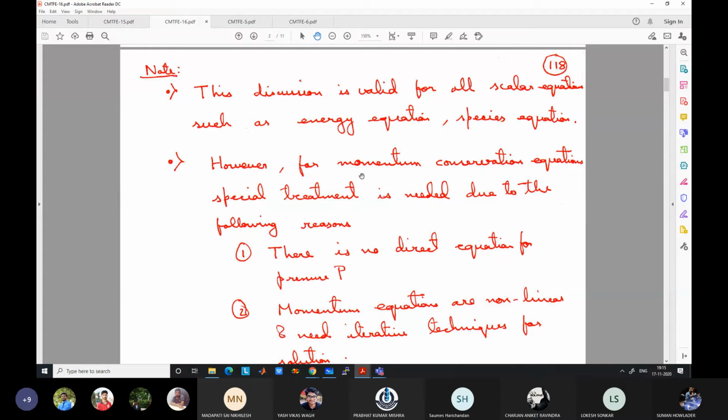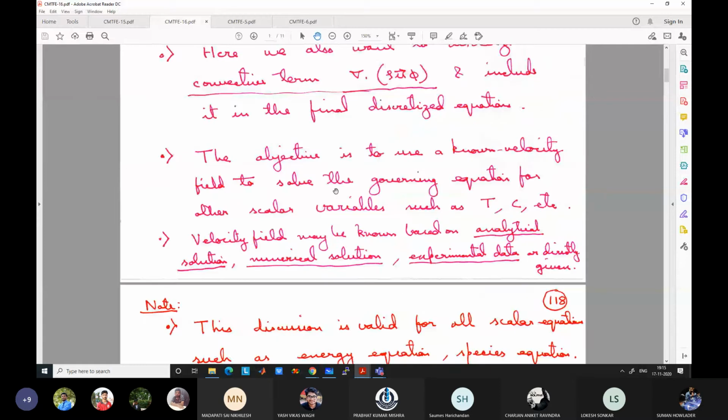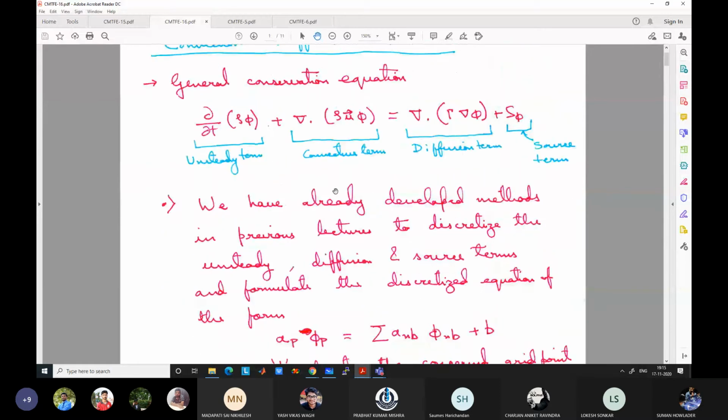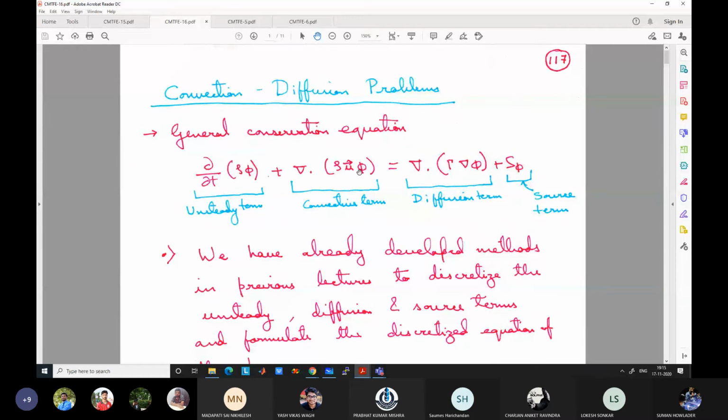But that is not a very big challenge, because if you have terms like rho u, you can use one of the u values from the previous calculation and solve for the other u, and then the equation will become similar to this form, where the unknown u is the phi, and the known u is taken from the previous iteration, and we can solve it. So the big challenge is that the pressure field is unknown, and you have no direct equation for the pressure field.